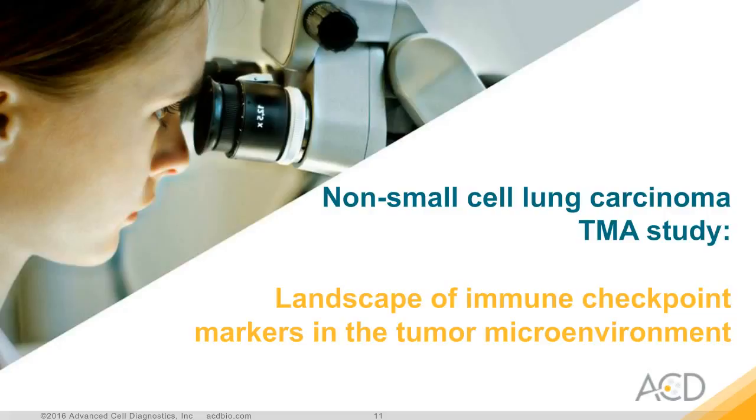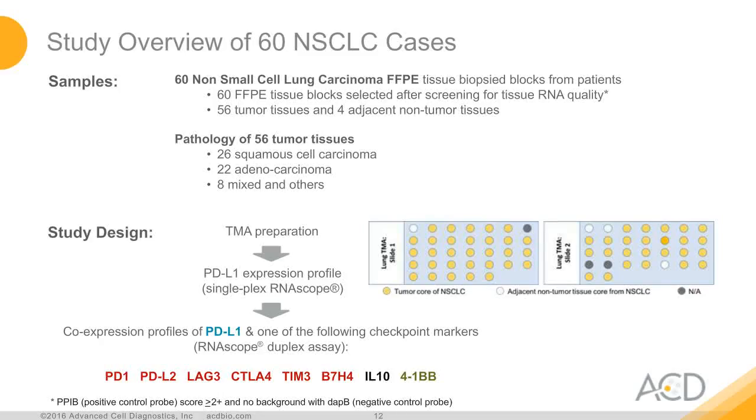For this immuno-oncology application, we at ACD's R&D team conducted a study on non-small cell lung carcinoma to evaluate tissue expression of immune checkpoint markers and immune functions in the tumor microenvironment. We selected 60 FFPE tissue blocks from non-small cell lung cancer patients. These 60 tissue blocks were already screened and QC passed for RNA quality by using the positive control probe PPIB and the negative control probe DapB.